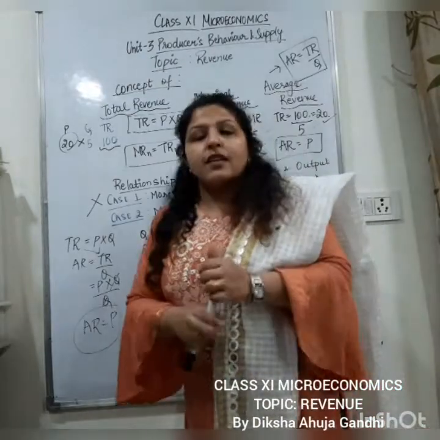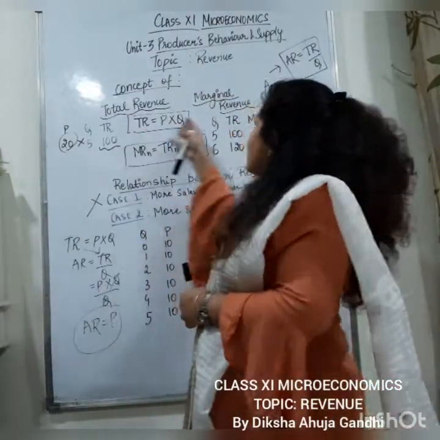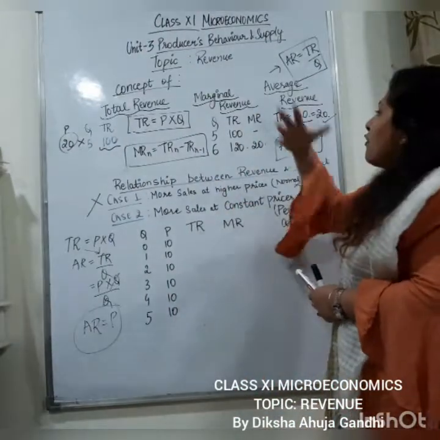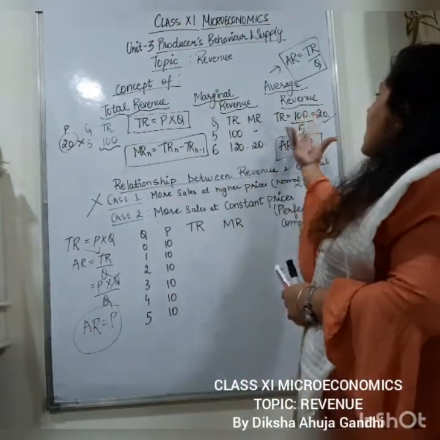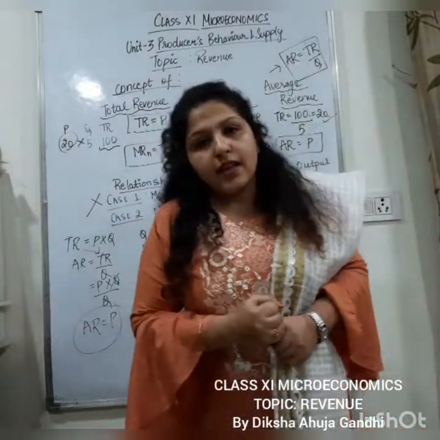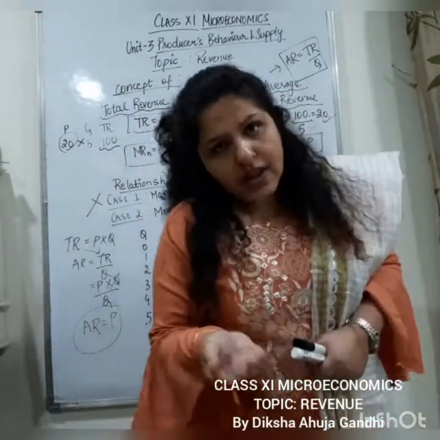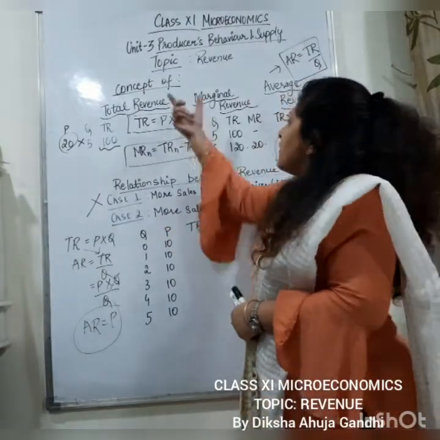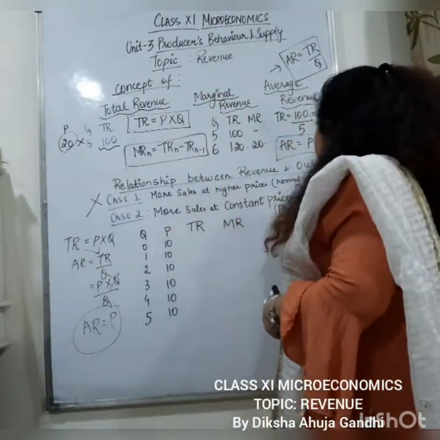Let's understand the relationship between all these three things. Total revenue, how will be the total revenue in this case? How will be the marginal revenue in this case? And how will be the average revenue? In this case, we'll talk about the schedule and the diagram. The question comes like this: explain the relationship between TR and MR under perfect competition.